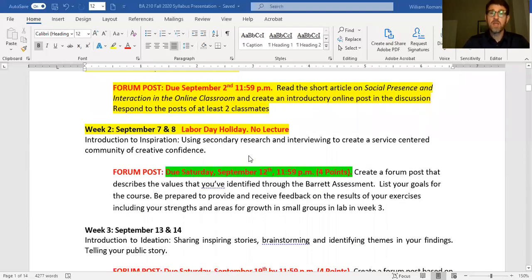Important date coming up: the second week of class, the Labor Day holiday takes away the Monday lecture and lab for us, which means there will be no class that week for both sections. But there are going to be a number of assignments and things for you to be working on in your first temporary small group to help set up that community of creative confidence that we're trying to set up.